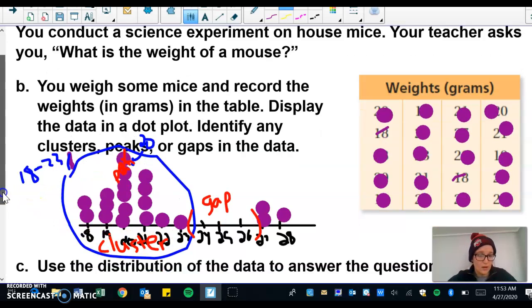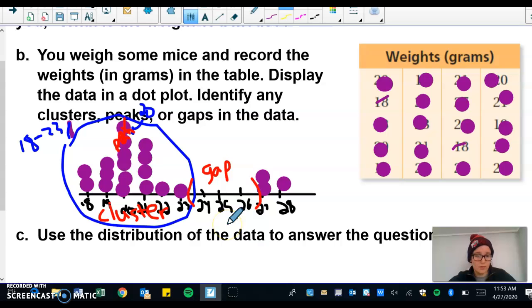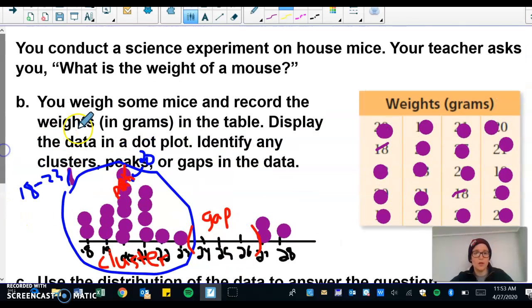And then if we use the distribution of the data to answer the question, if we go back up here, what is the weight of the mouse? Most of them would be in the peak, would be the cluster, which would be 20.